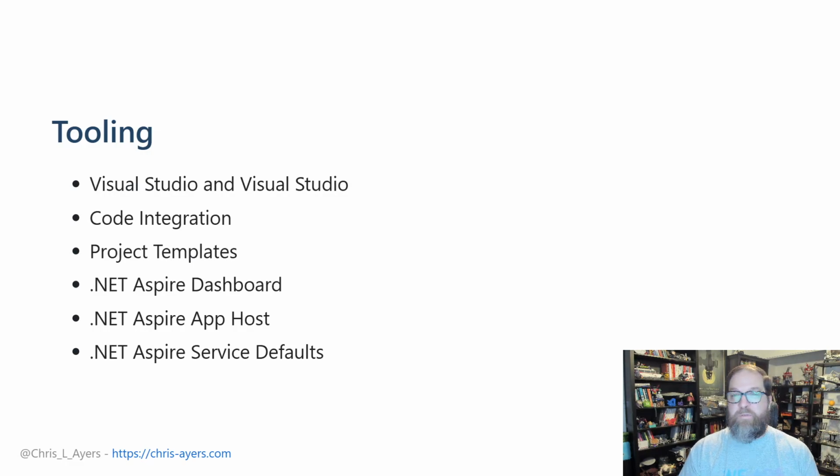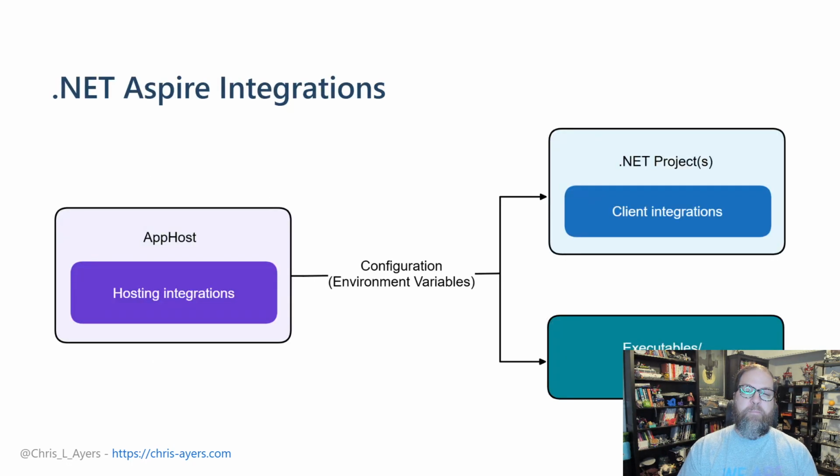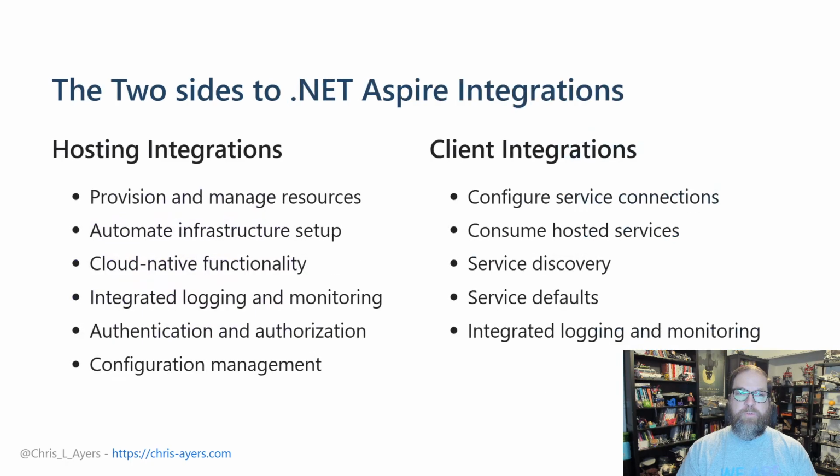There's been a lot of information about .NET Aspire, so I don't want to harp on that forever. But when you use .NET Aspire, the integrations come in 2 parts. There's the hosting side, where we have the app host project and we can set up our integrations and our dependencies, and then we have our client side where we can consume those various integrations. And that could be in our .NET code, that could be in Python, that could be in Node. That's different containers and executables. It really helps manage all of that and drive that configuration through environment variables.